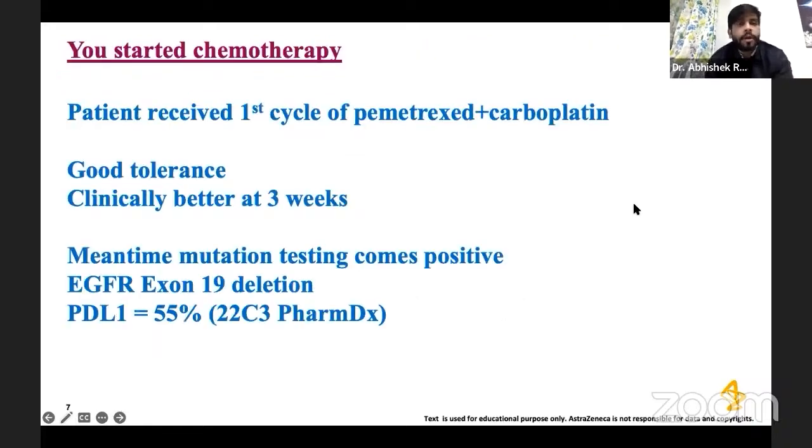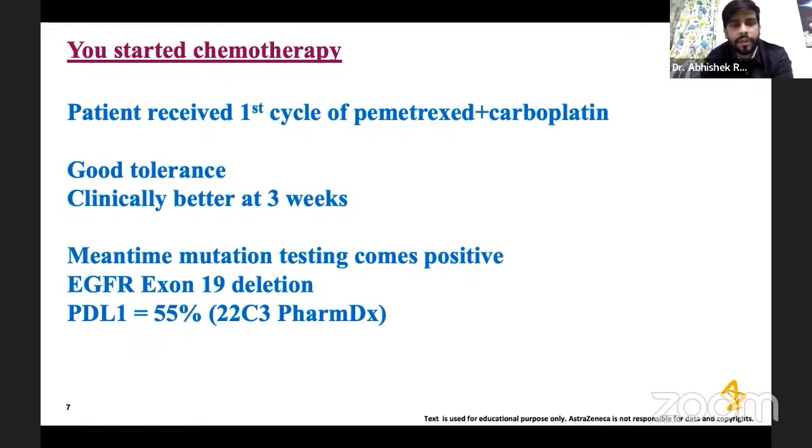Just moving on. So you started chemotherapy. This patient was basically started on pemetrexed and carboplatin. She had good tolerance and started feeling clinically better. Meanwhile, usually this is what happens, the mutation result and the PD-L1 analysis are available. So she's EGFR exon 19 deletion positive, and she's PD-L1 55%. Meanwhile, we've already started the patient on pemetrexed carboplatin.